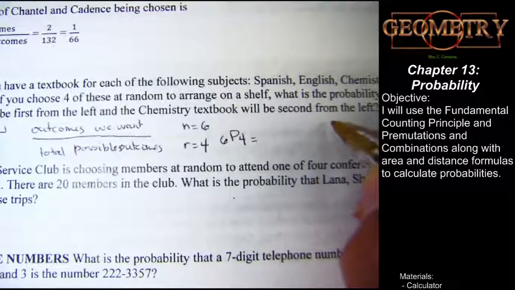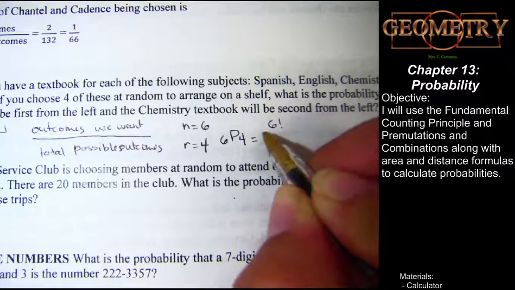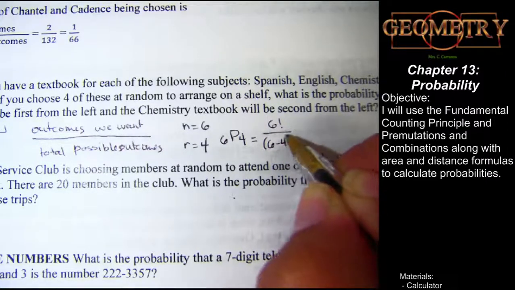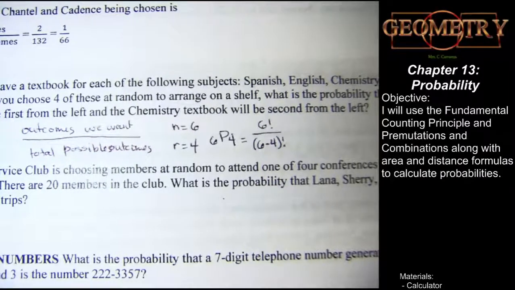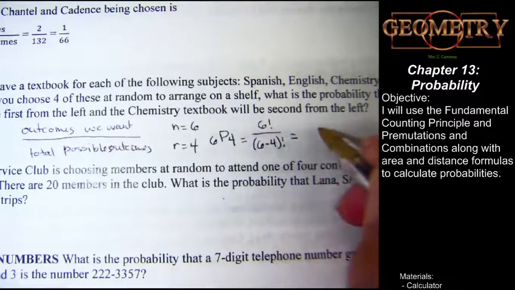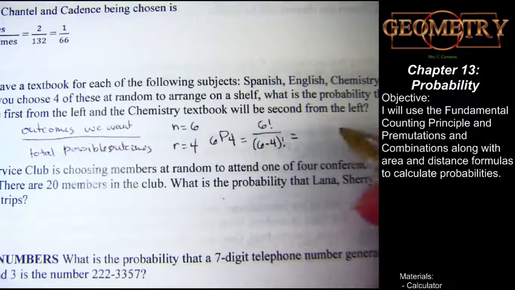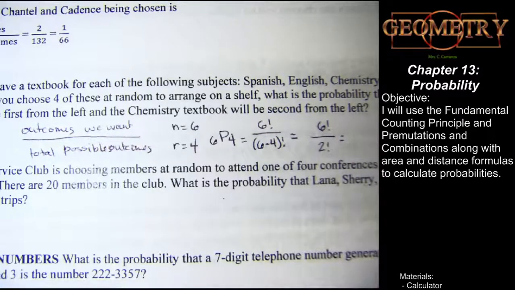The formula for that says n, which is the number that came first, factorial, divided by n minus r, that result factorial. You can put this in your calculator straight as it is, but I'm going to simplify in parentheses here. 6 minus 4 becomes 2. So I want to know what is 6 factorial divided by 2 factorial. 360?